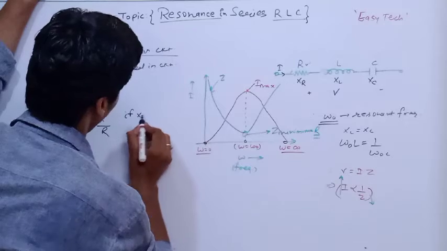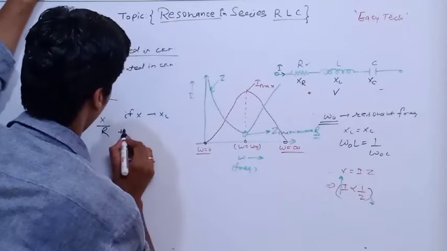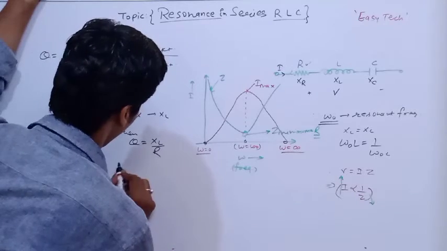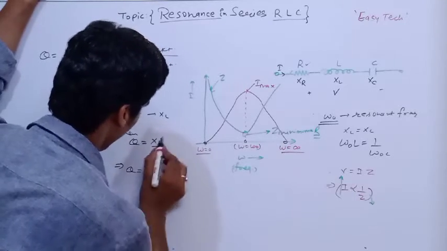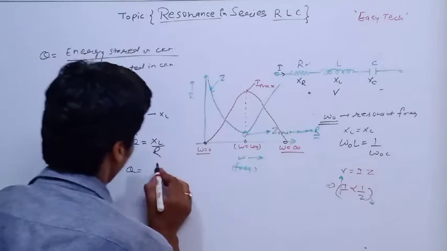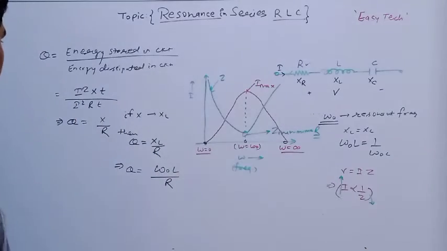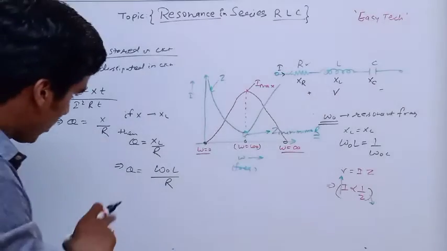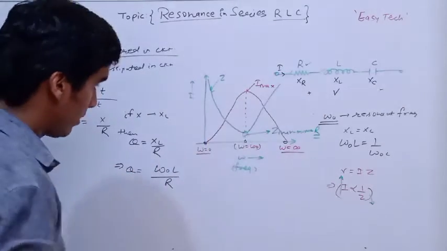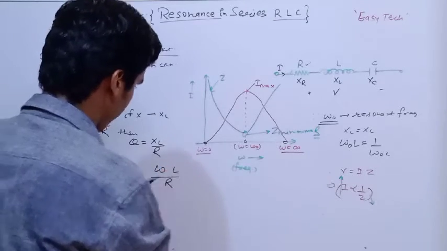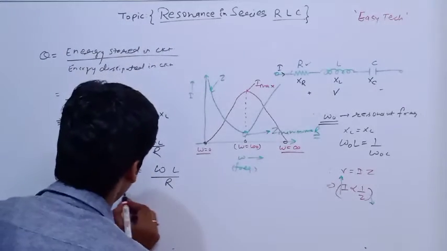If X is equivalent to XL, then the value of Q will be equivalent to XL upon R, or if I make the XL equivalent to omega naught L upon R, okay, if omega naught is the input frequency given to the circuit, or we can consider it as omega L.